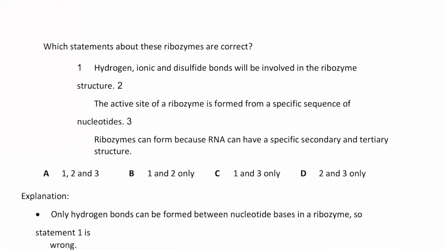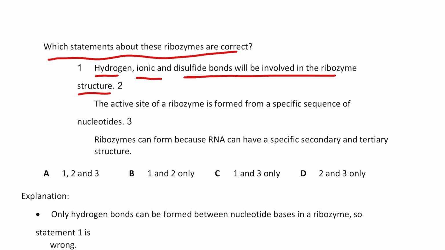Okay, which statements about these ribozymes are correct? Hydrogen, ionic and disulfide bonds will be involved in the ribozyme structure. Guys, this statement is wrong, because as you all know, disulfide bonds and ionic bonds are formed in the protein molecule and not the RNA. As you all know, in RNA molecules, disulfide bonds are never formed, ionic bonds are never formed. Hydrogen bonds are formed in the RNA molecule, but ionic and disulfide bonds cannot be formed.